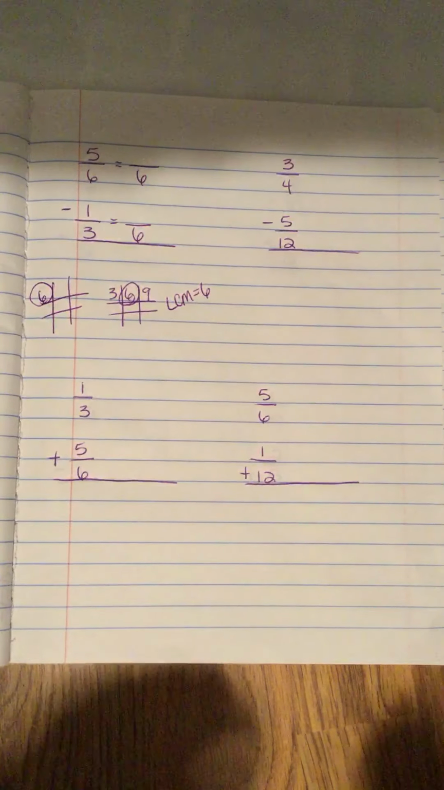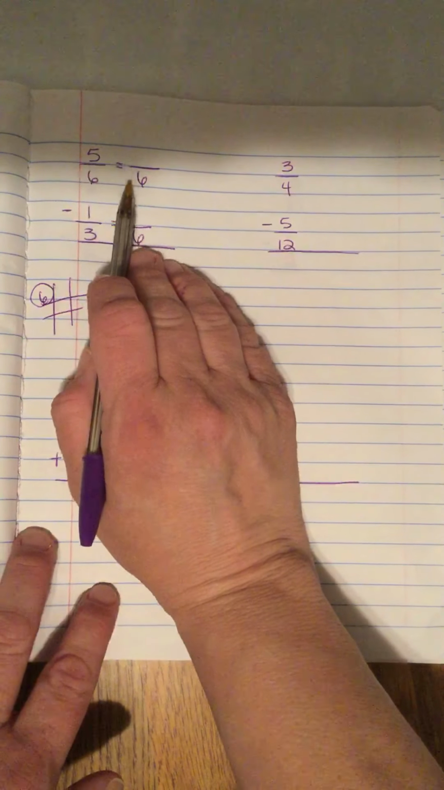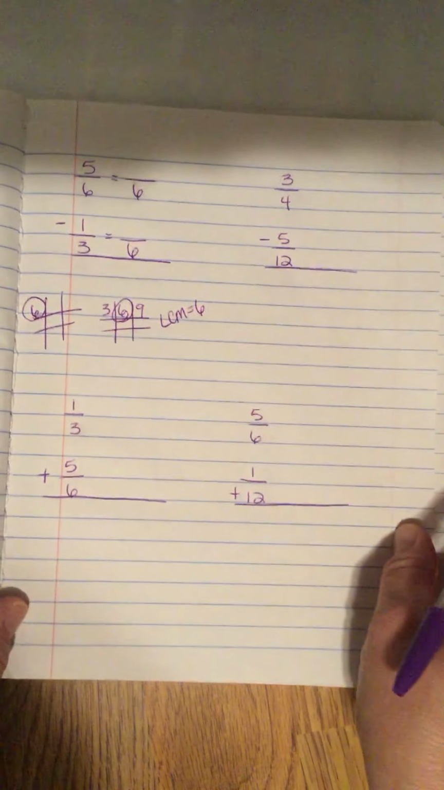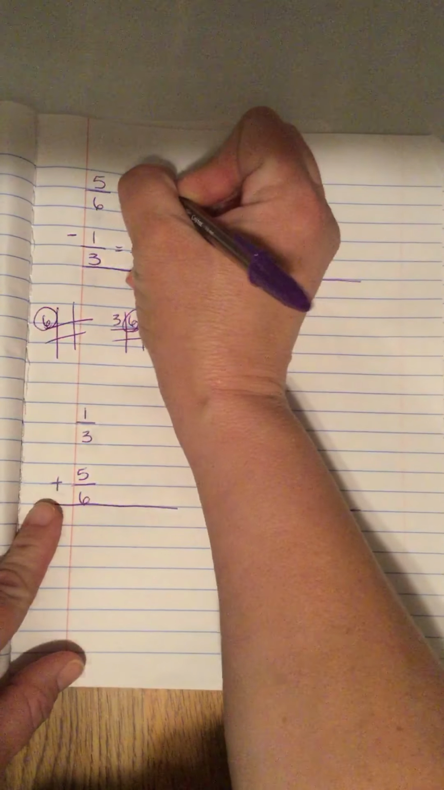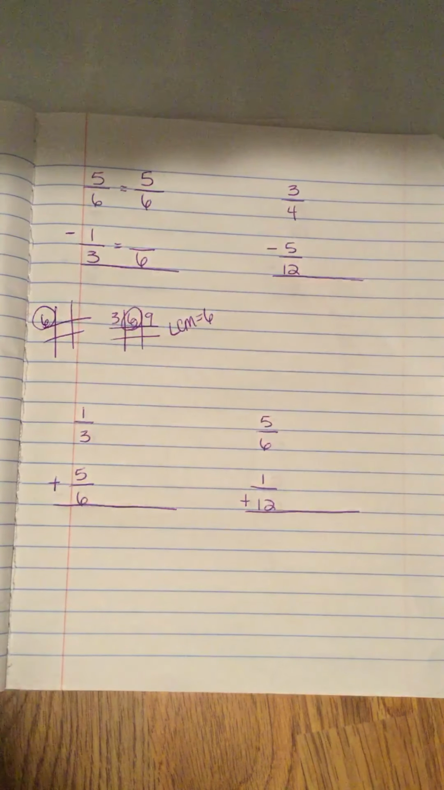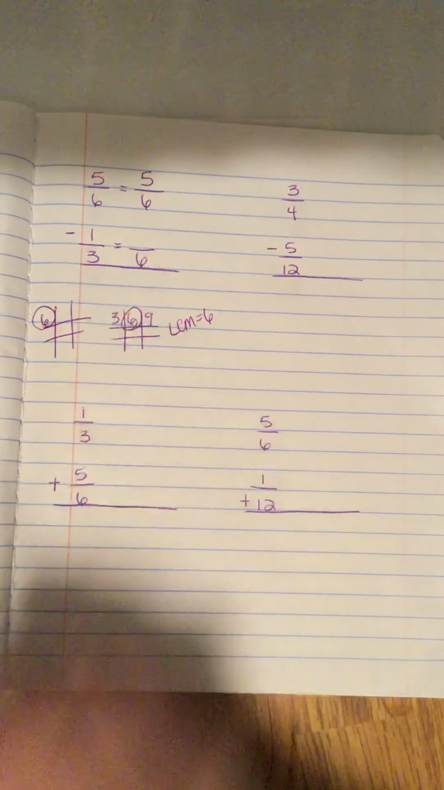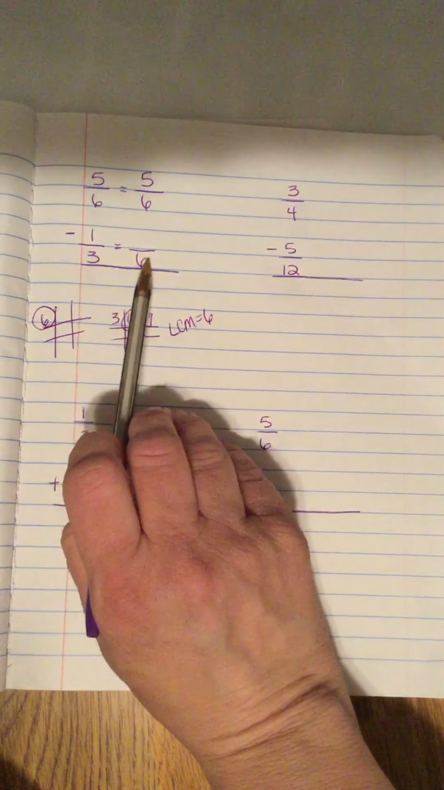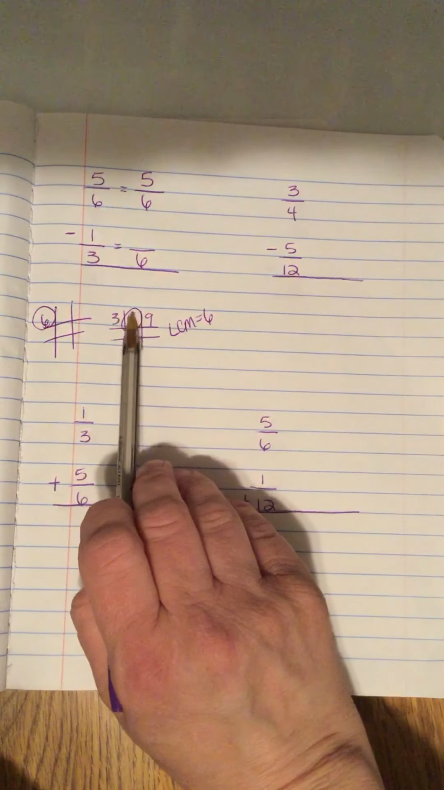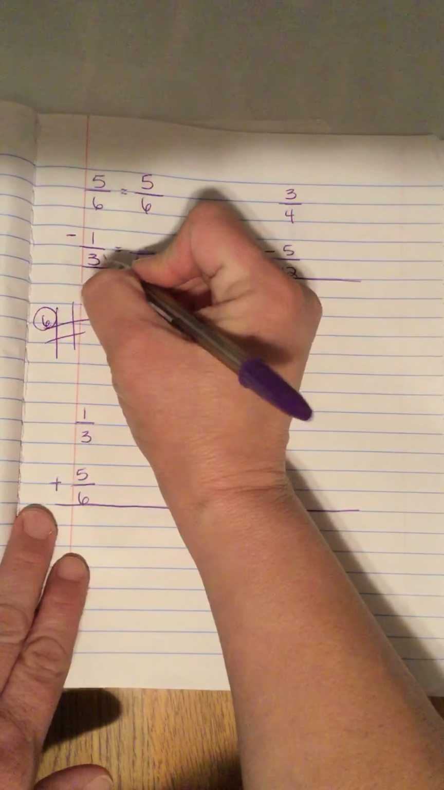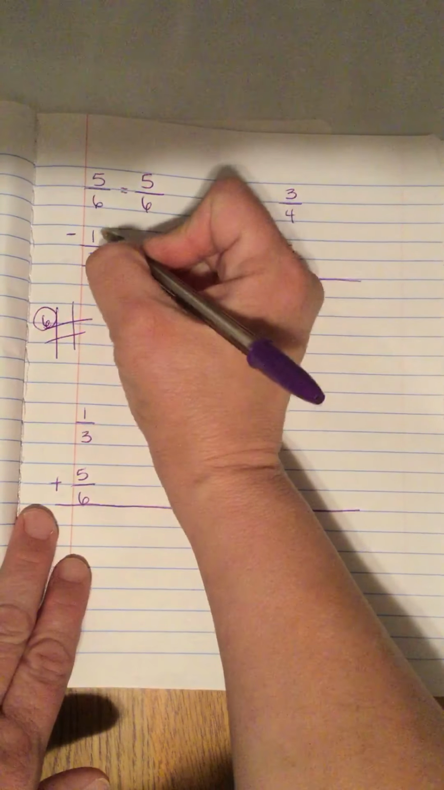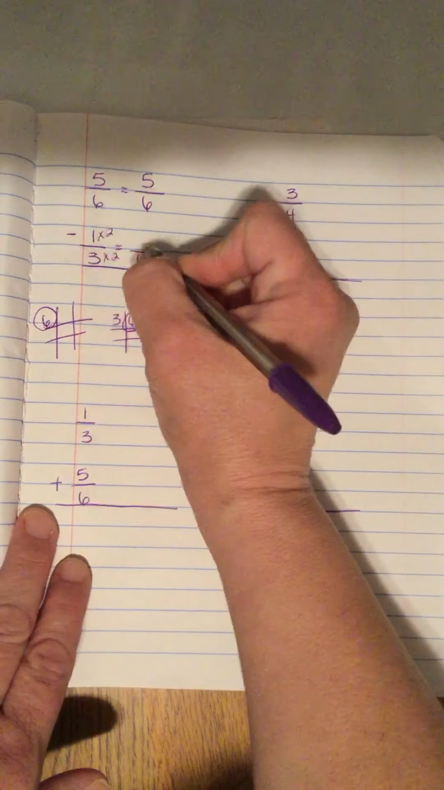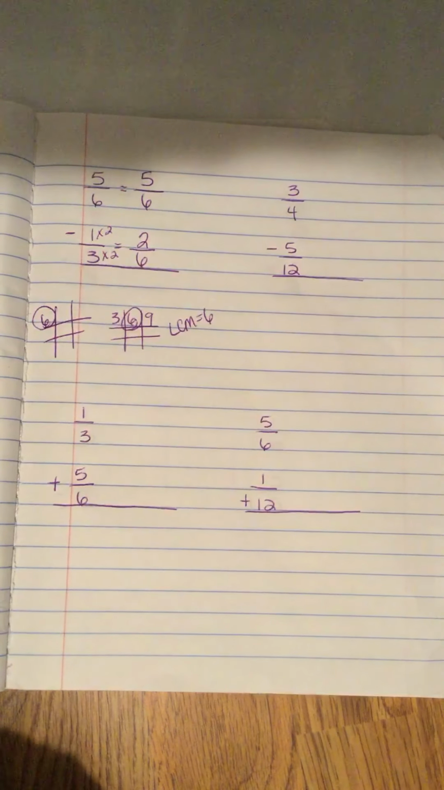All right. 5 over 6 equals something over 6. Well, 6 equals 6. So that means 5 equals 5. All right. 1/3 equals something over 6. I know that 3 times 2 is 6. So the numerator I have to multiply by 2, and 1 times 2 is 2.